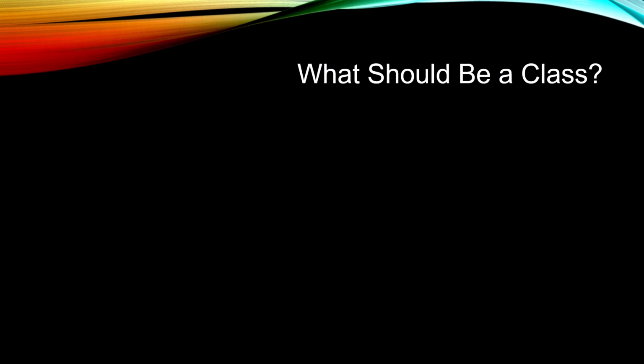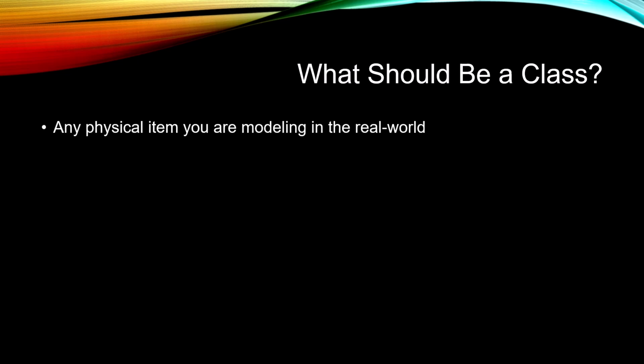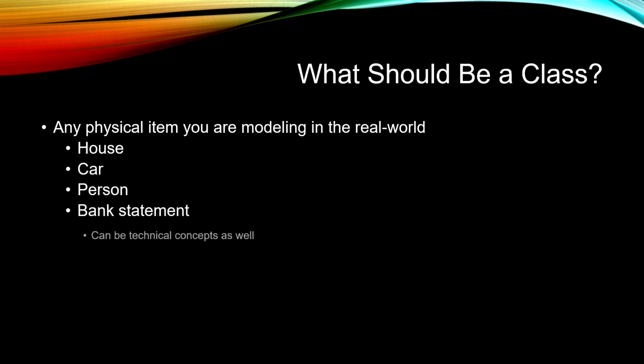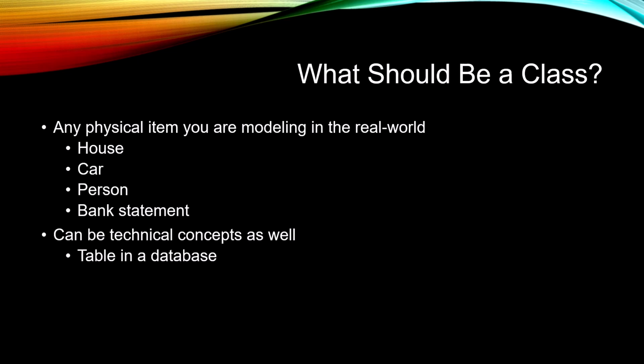So when determining what should be a class in your programs, you think about any maybe physical item that you're modeling in the real world, such as a house, a car, a person, a bank statement. Things like that would be good candidates for a class. They can be technical concepts as well. A table in a database, a file in a folder, an email.